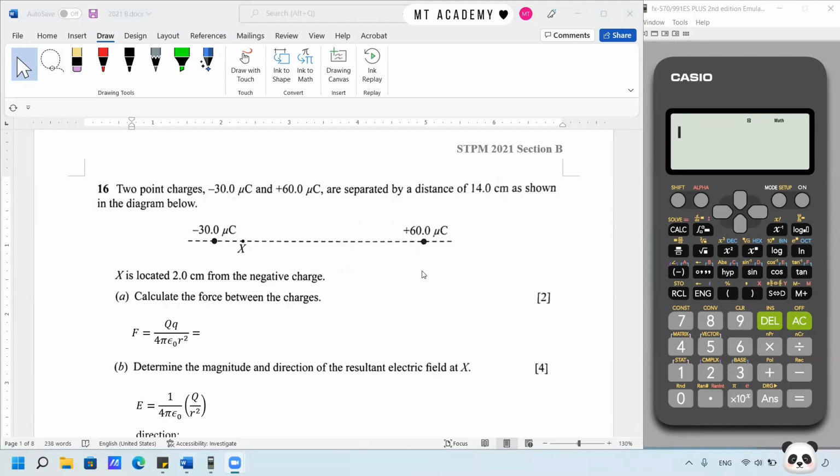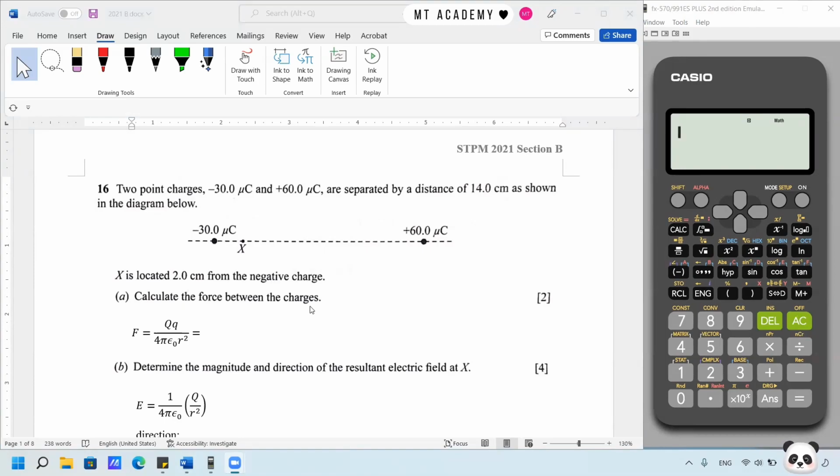Good day. This video will continue the STPM Past Year 2021, Section B. Question 16: we have 2 point charges, negative 30 and positive 60 microcoulomb, separated by a distance of 14 centimeter. X is located 2 centimeter from the negative charge. Question A, calculate the force between the charges.